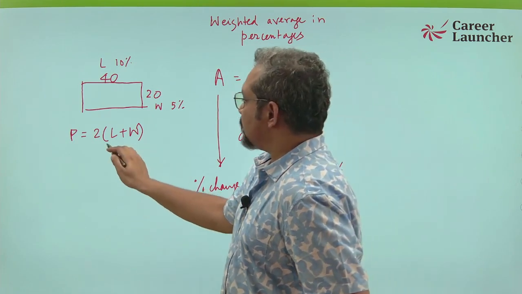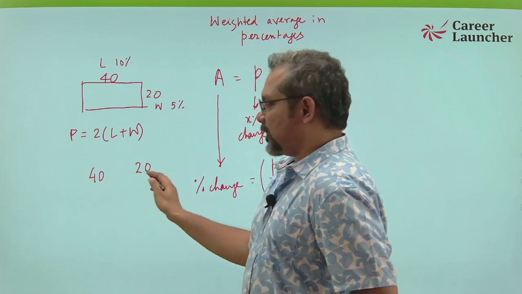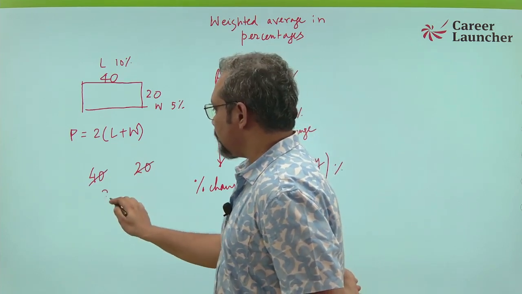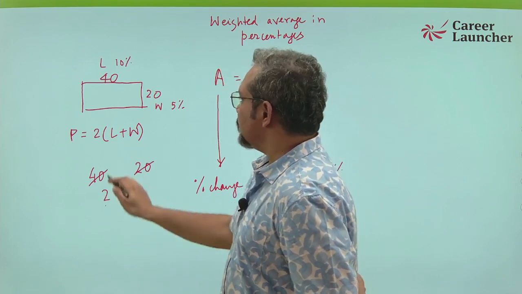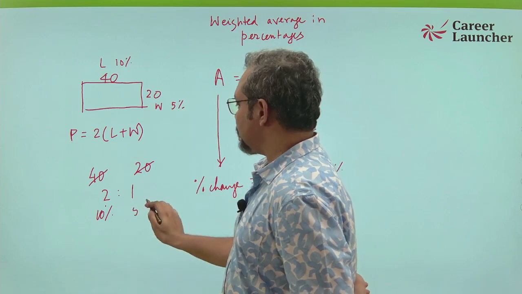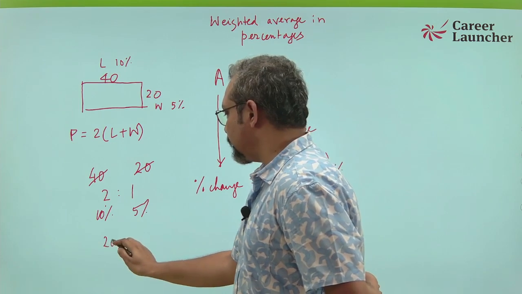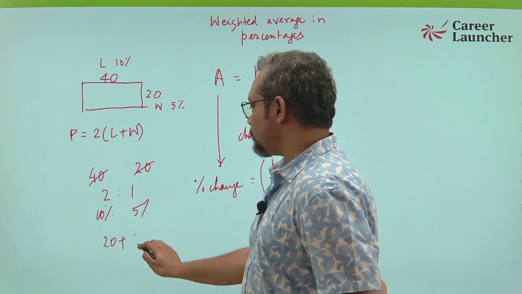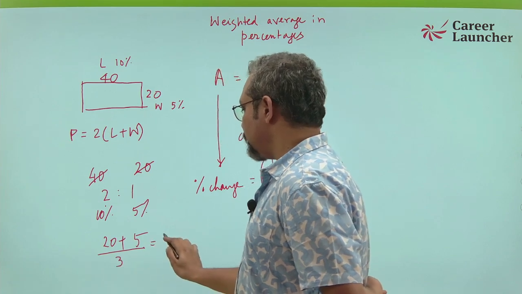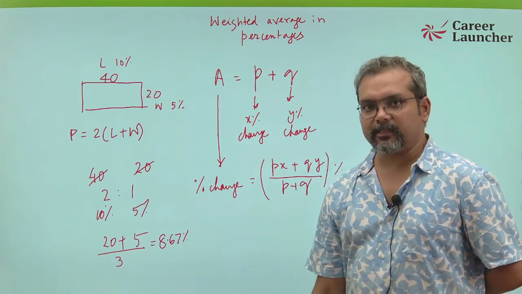So now length is 40, width is 20. You need not keep these numbers because they're big. You can reduce them down in a ratio and write 2:1. On the length you have 10%. On the width you have 5%. Now using this relation, we have 2 times 10, so that's 20, plus 1 times 5, so that's 5, divided by 2 plus 1, so that's 3. So 25 over 3 is 8.67%, the percentage change in the perimeter.